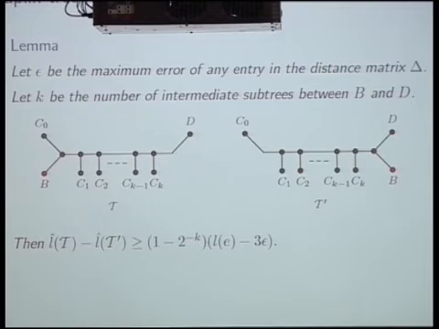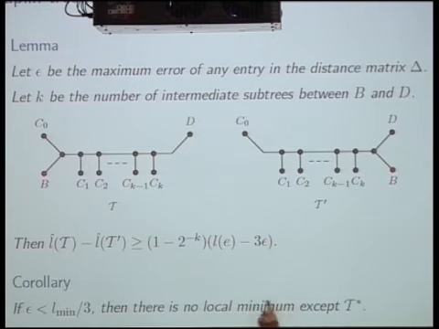So what that says is that as long as 3 times the error is not bigger than the edge that we're trying to recover there, we do have some positive improvement. And so this easily says that if the error is in fact smaller than 1/3 of the minimum edge length, there can't be any local optimum. There will always be a good move. So that's essentially the result.